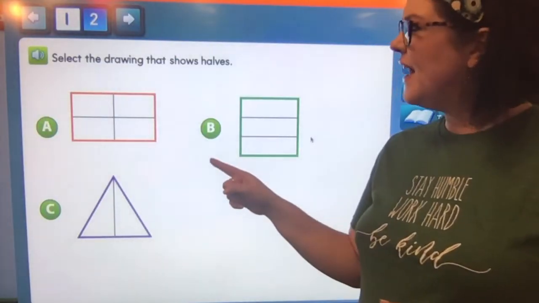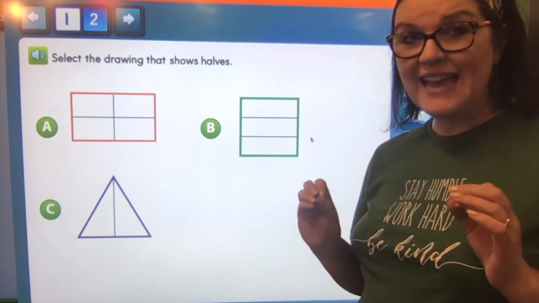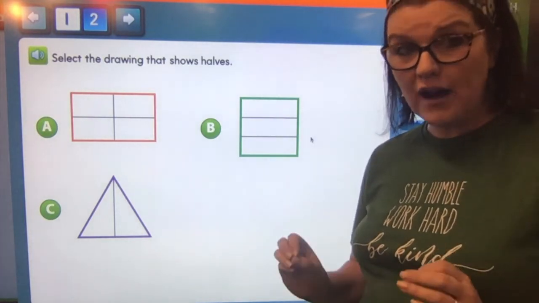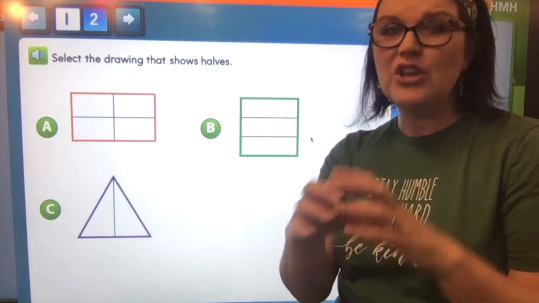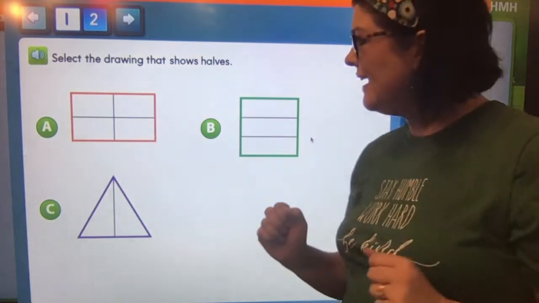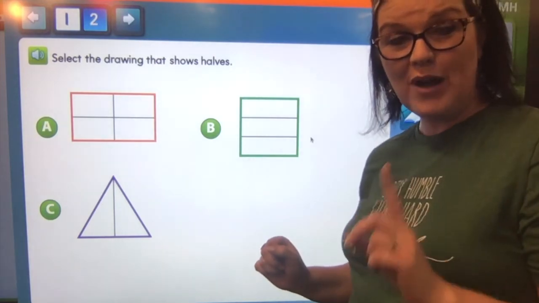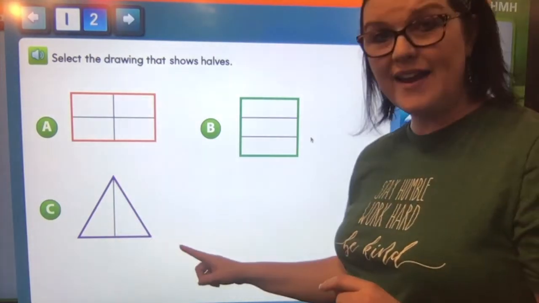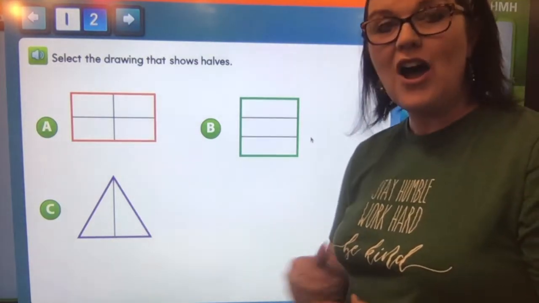They want us to find the drawing that shows halves. And when we find halves, we're looking for 2 parts. It's just like taking an apple and splitting it down the middle. You have 2 parts. You have 2 halves to make a whole. And which one can you see that is split just in 2 parts? That would be the triangle with the one line. This side and this side are halves.